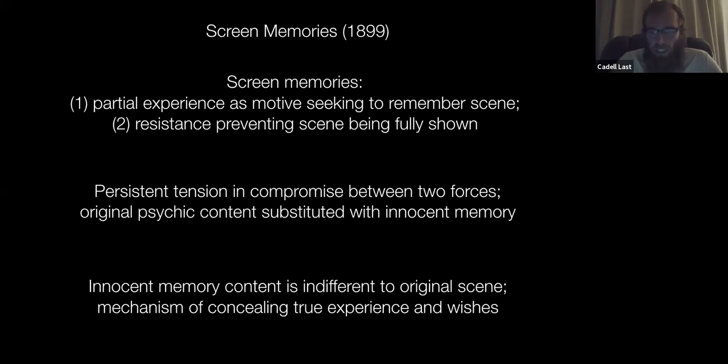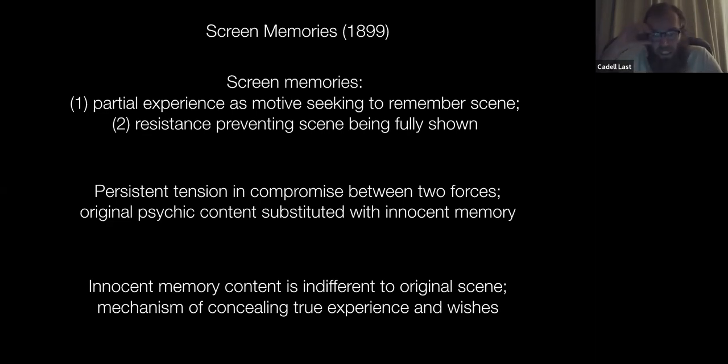So here he tries to define screen memories as partial experiences. On the one hand, this goes back to the double mechanism in repression that we covered in the last paper, with the id and the superego, of this drive to bring something to attention, and on the other hand, this resistance to it being brought to attention. So you see here the very precise mental model he's using.